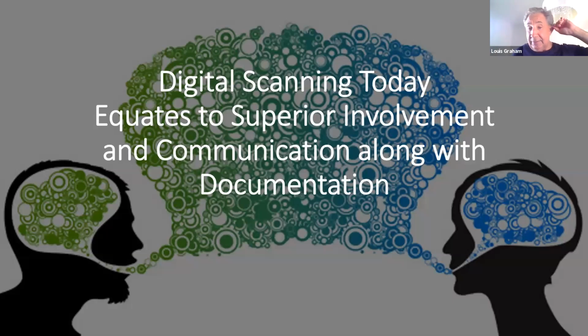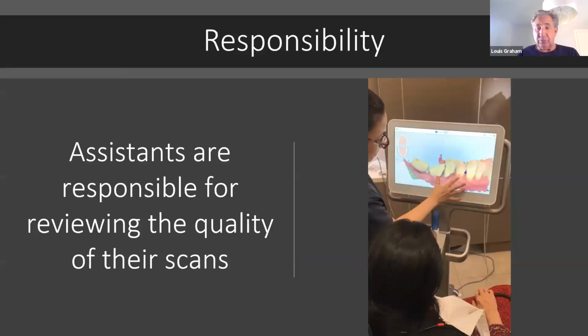Digital scanning today, I love it because it allows the patient to be involved. So routinely, the assistants are responsible for reviewing the scan. My assistants scan the patient. I'll do it when I'm doing crown and bridge and implants, but they're responsible for this. So if they miss an area, they'll go back in and clean up the area, just like if they miss a bite wing x-ray.